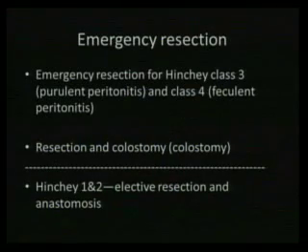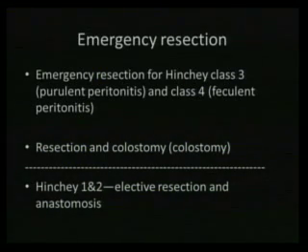So the emergency resection is going to be for a Hinchey class 3 or class 4 with purulent or feculent peritonitis, and that patient's going to be sick. So of course that's not somebody you're going to do an anastomosis on. So it's a resection with an end colostomy, oversew the rectal stump, and wash out any abscesses. Probably don't need to leave any sort of drains or anything like that. But it's a sick patient with peritonitis, so of course you're not going to do an anastomosis.